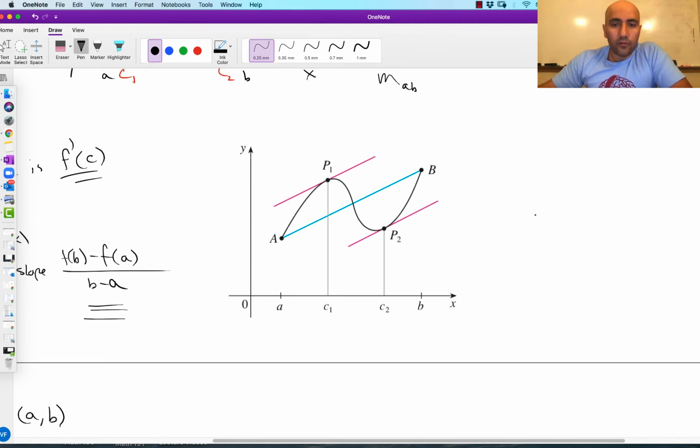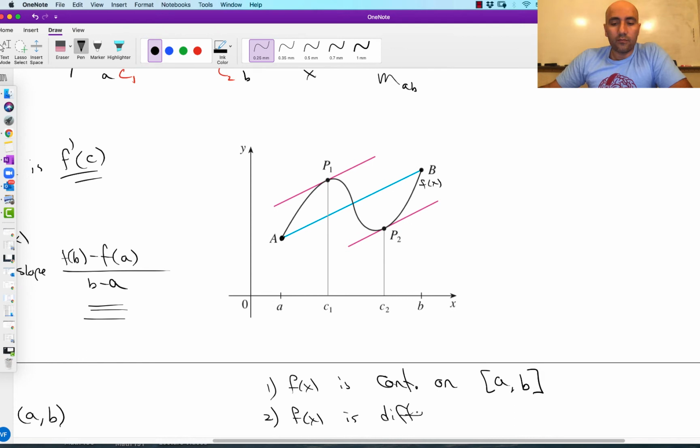Again, just to confirm, this black one is the function. f of x is this black one here. And we can see that it's continuous on a closed interval from a to b. So f of x is continuous on the interval from a to b, inclusive of the endpoints. Because it's continuous and there are no sharp corners anywhere, we can satisfy the second condition: f of x is differentiable on the open interval from a to b.